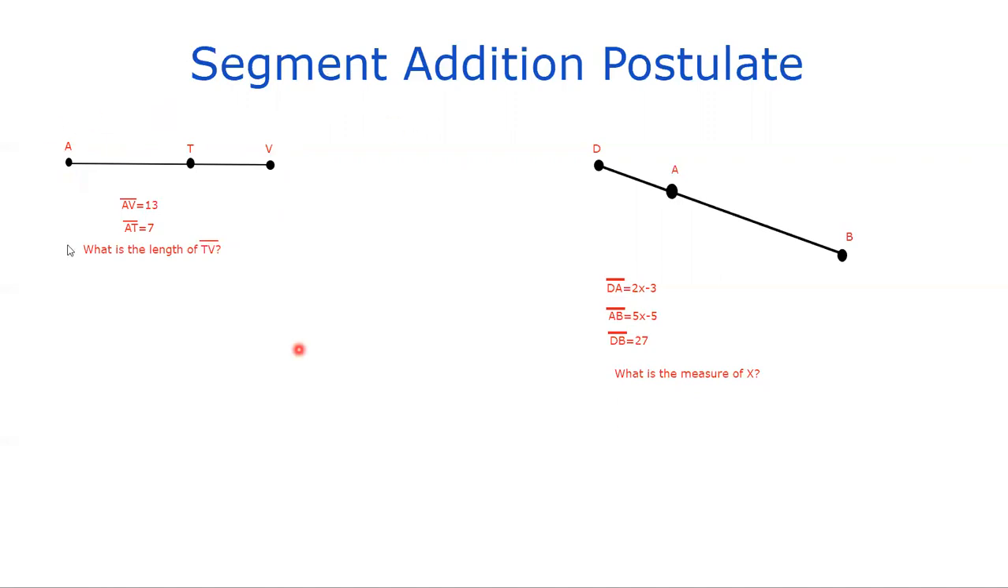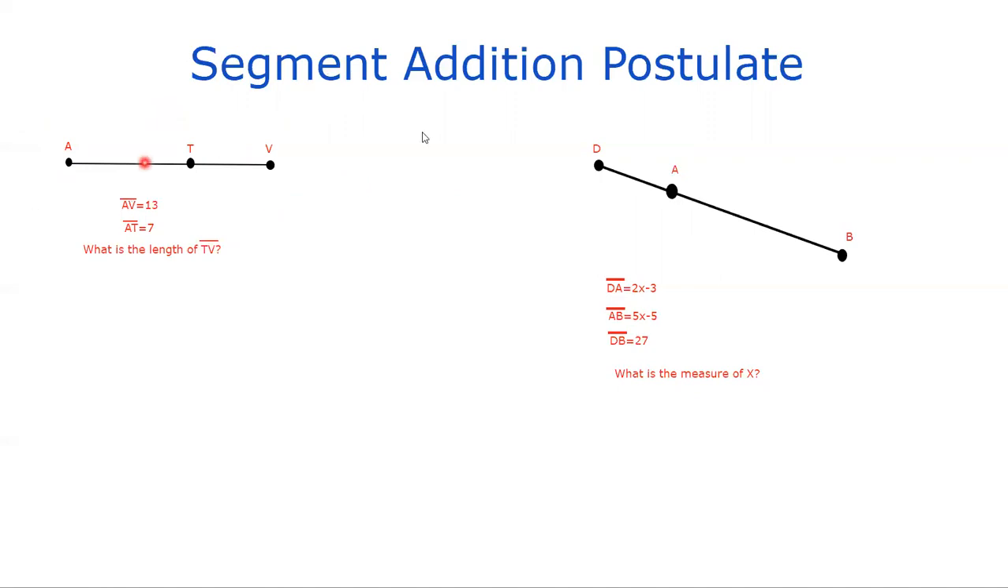When it comes to geometry, if you're missing something or there's a variable, you're always looking for an equal sign. You're always looking for somewhere in the picture where something is equal to something else. And that's how you're going to solve it.